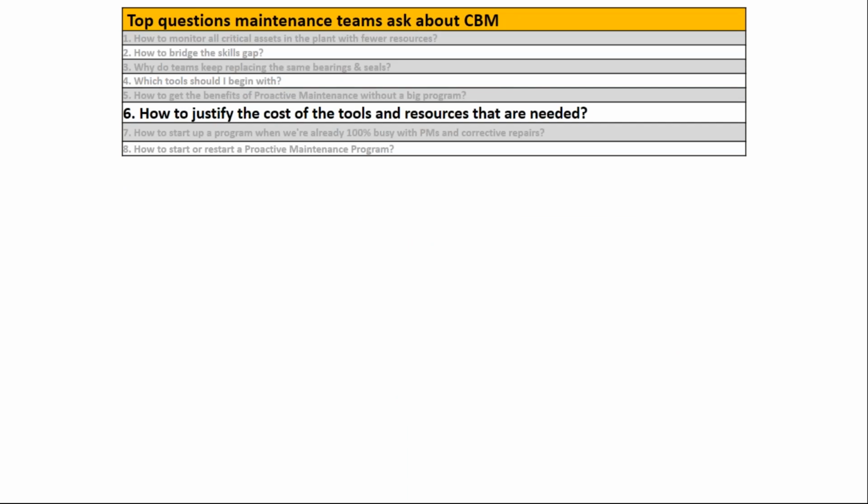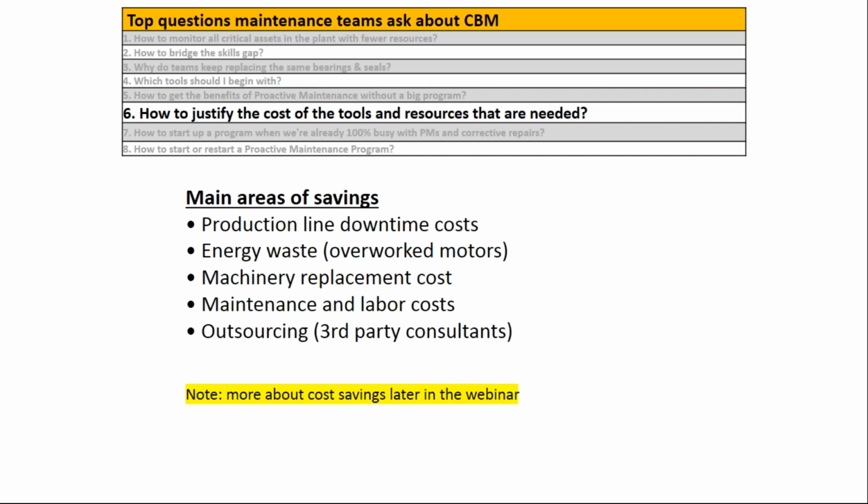Okay, so question number six is, how do we justify the cost? Everybody understands we want to be more proactive, but how do I justify the cost? Well, there's a lot of cost savings, and most of this we've seen. Sometimes it's a little bit hard to get these ROI numbers, but basically here's the main savings.